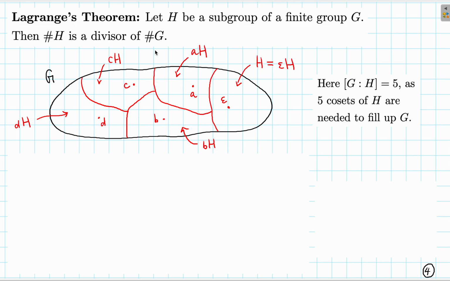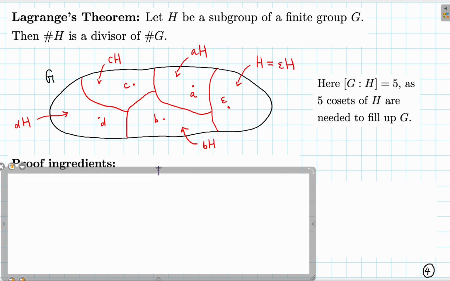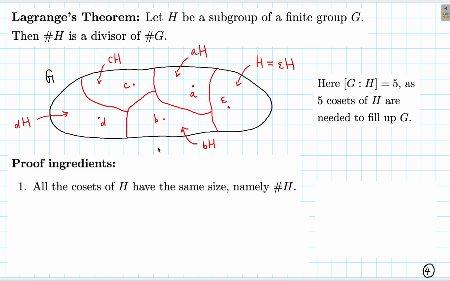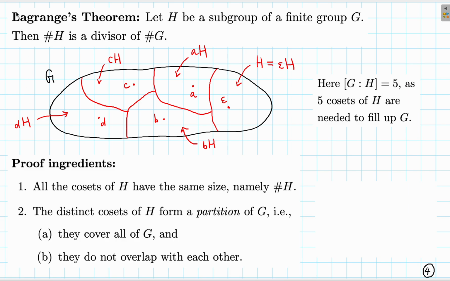Now, when we just counted all these elements of G, there are a couple of assumptions that we were making. And in fact, those assumptions will be our proof ingredients. So here they are. Proof ingredient number 1 is that all the cosets of H have the same size, namely the size of the subgroup H. And that was proven in chapter 19, and so please take a look at the chapter 19 reading for that. Now, our focus in today's lesson will be showing that the distinct cosets of H form a partition of G. So that's going to be our focus. And recall that when we say those cosets form a partition of G, what we mean is that they cover all of G and they don't overlap with each other.